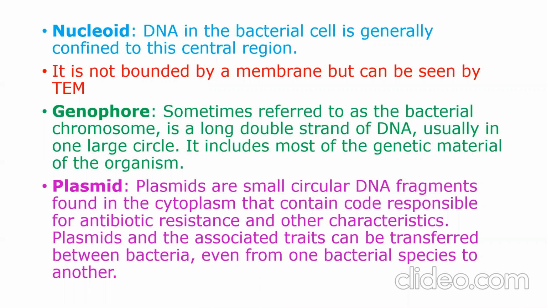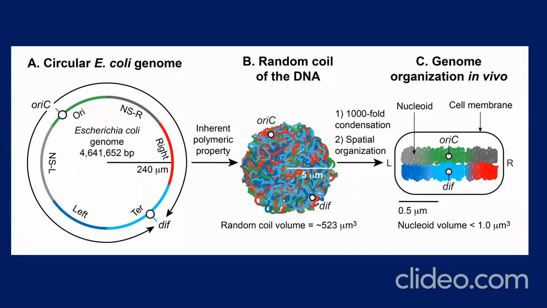Plasmids, as we have discussed, are small circular DNA fragments found in the cytoplasm that contain codes responsible for antibiotic resistance and other characteristics. Plasmids and the associated traits can be transferred between bacteria, even from one bacterial species to another. Here we can see the circular E. coli genome, and this is a random coil of the DNA, and this is the 1000-fold condensed part of the DNA.